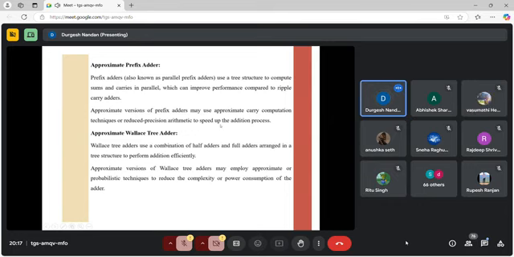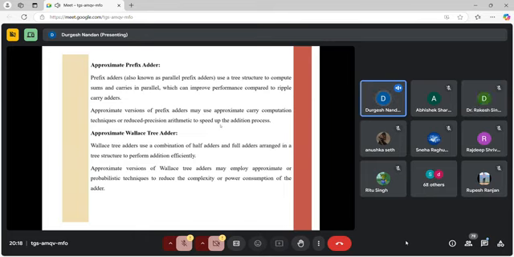Another one is approximate prefix adders. The prefix adder, also known as the parallel prefix adder, uses a tree structure to compute sum and carries in parallel, which can improve performance compared to carry adders. But an approximate version of the prefix adder may use approximate carry computation techniques or reduced precision arithmetic to speed up the addition process.